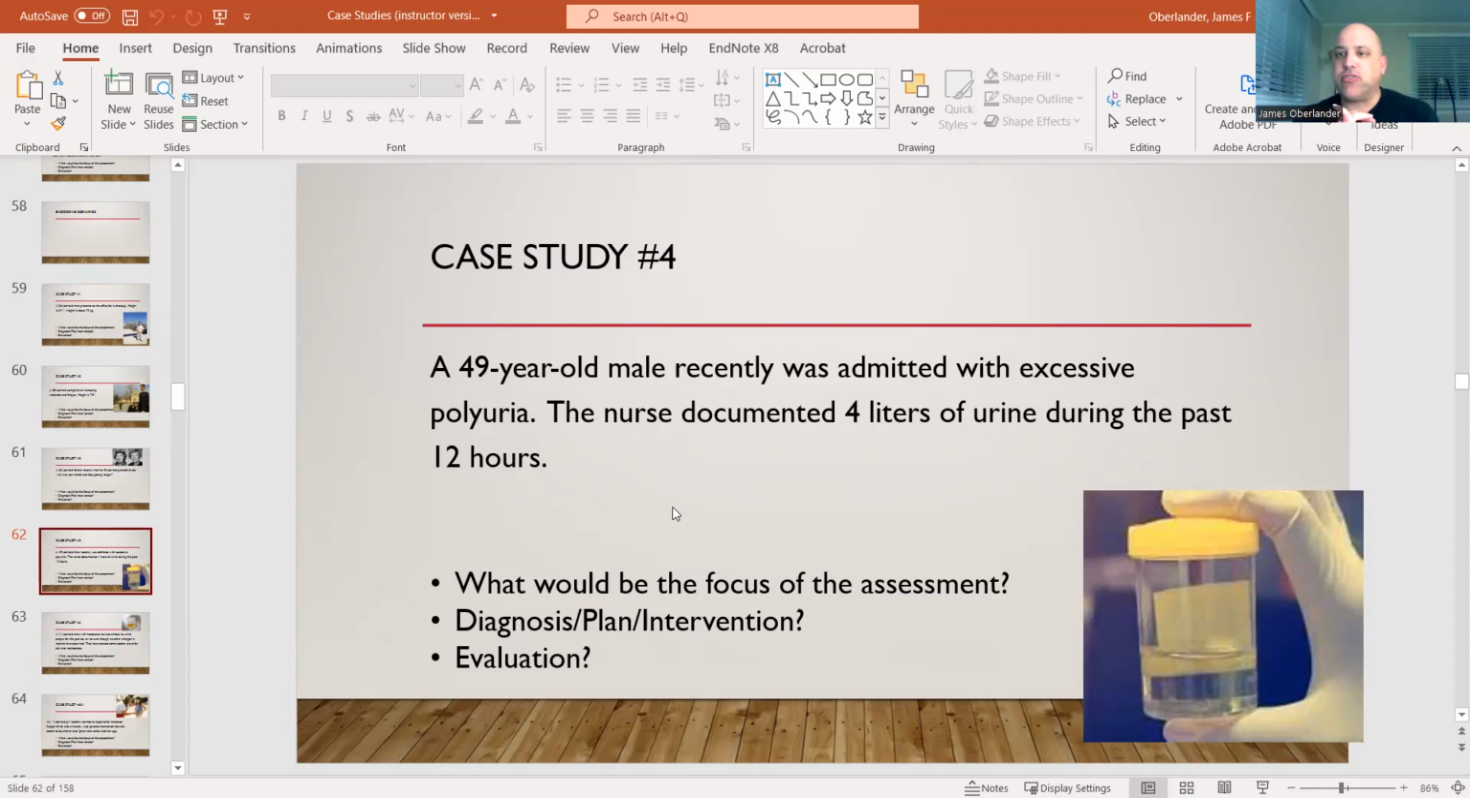Do not give them electrolytes. They're already hyper concentrated. If you give them electrolytes, if you give them sodium, if you give them potassium, if you give them magnesium, if you give them any, you're going to make it worse. What did they lose? Water. What do they need? Water. So you give them water through the IV. You give them water through the oral cavity.